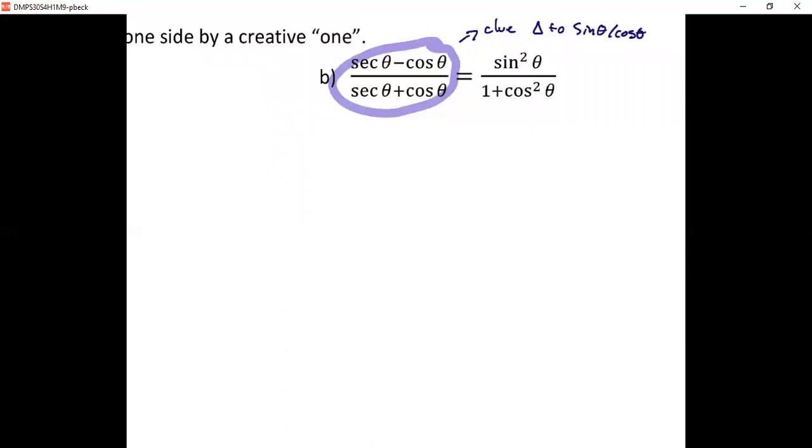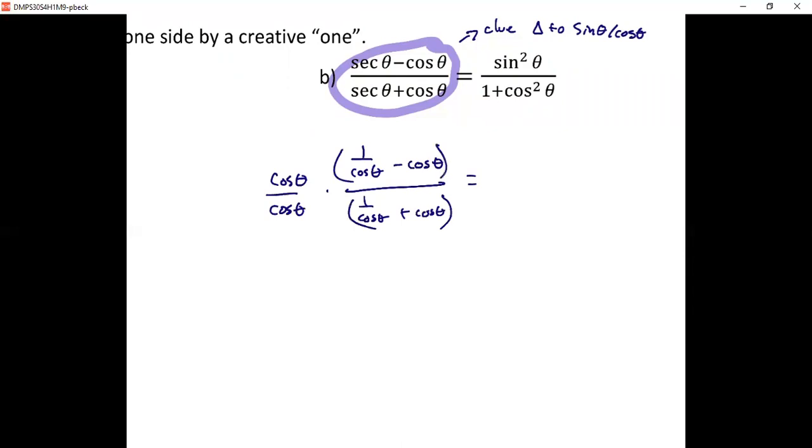So secant is 1 over cosine of theta, minus cosine of theta. Secant again is 1 over cosine of theta, plus cosine of theta. And our creative 1 in this case is, let's multiply by cosine over cosine. When I do that, once again, I distribute. In my numerator, I get 1 minus cosine squared. In my denominator, I get 1 plus cosine squared.